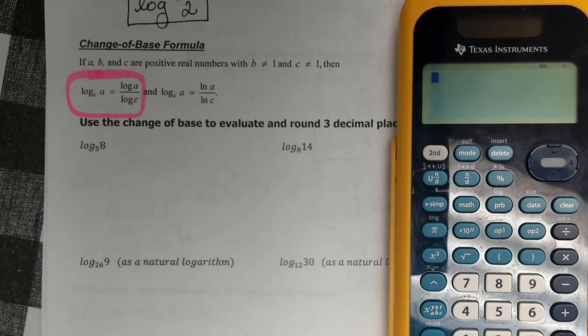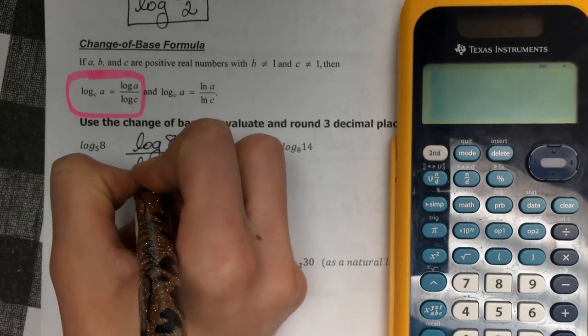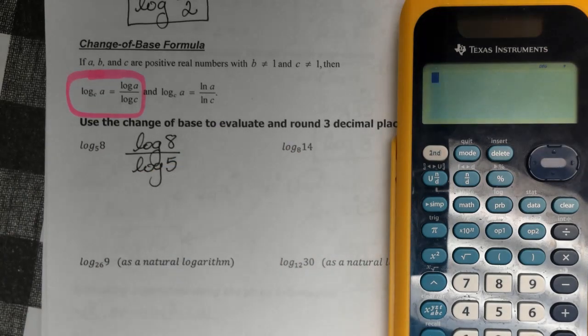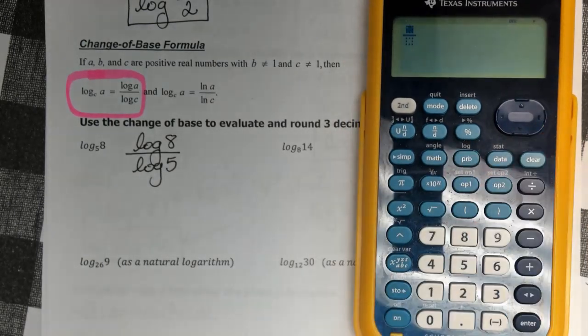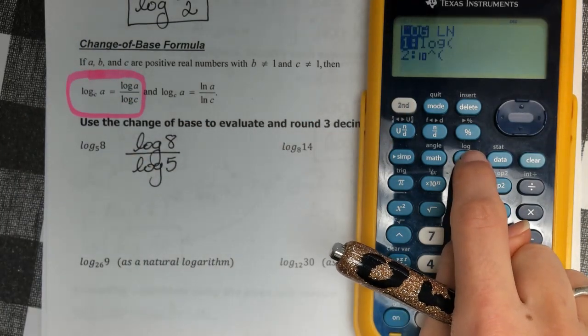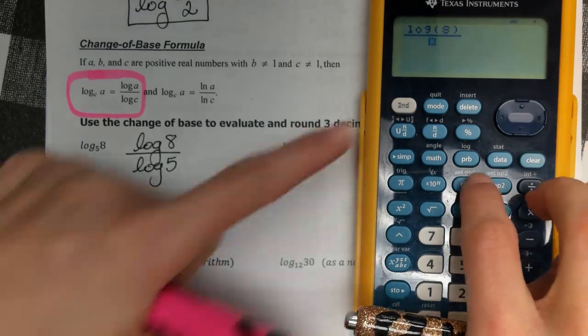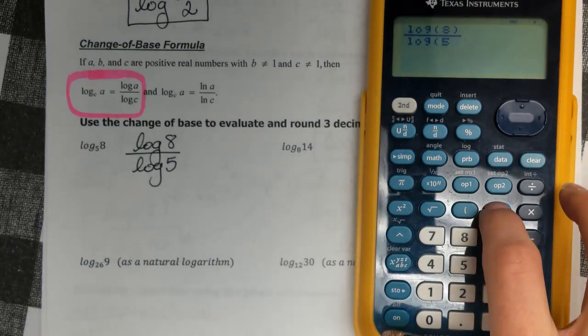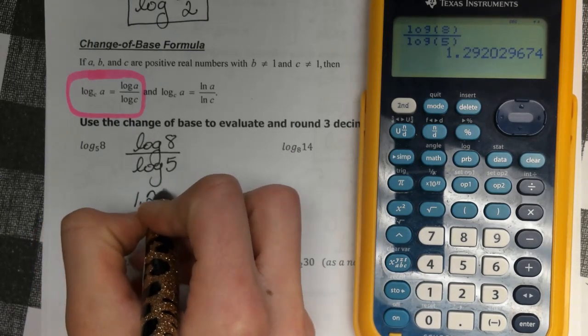Okay? So if I have log base 5 of 8, my formula tells me I'm going to take the log of 8 over my log of 5. Your log of your base is always the denominator. Okay? And then I can type that in my calculator. I'm going to get my fraction. To get your log, remember you do second, and then the log is underneath the percent button. So second log of 8, second log of 5. Round it to 3 decimal places, and I get 1.292.